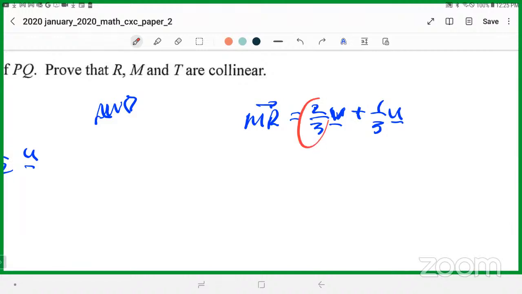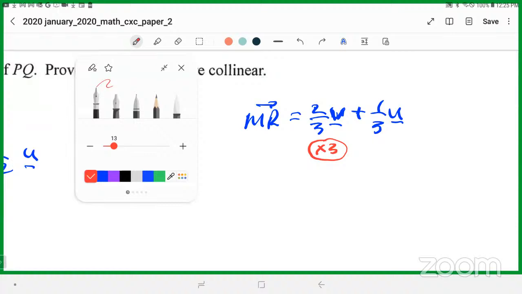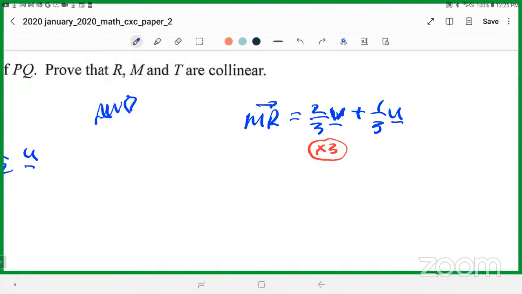How would I get rid of these fractions out of this one? Multiply by 3. Multiply by the 3 that is here, and that will cancel those 3. So multiply this side by 3 first. We get 3MR equals, multiplying this by 3, the 3 cancels, we get 2V. Multiply this by 3, cancel the 3 and we get U.